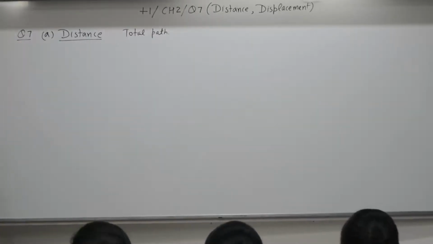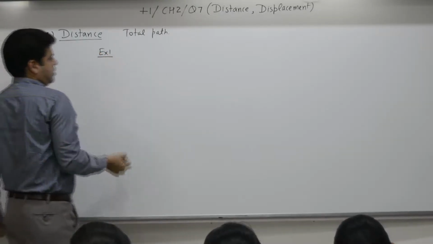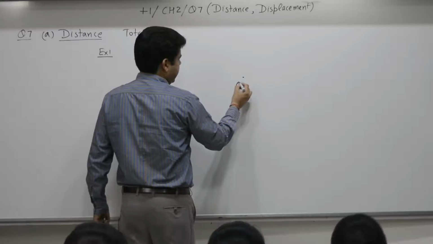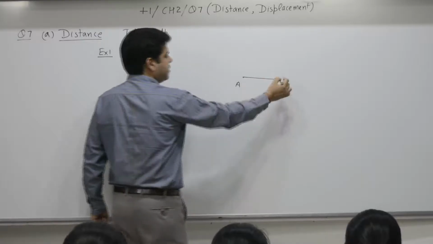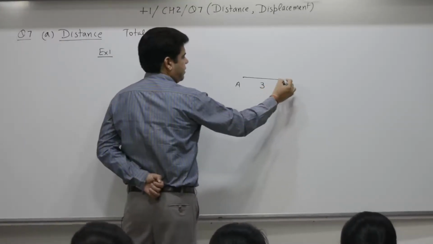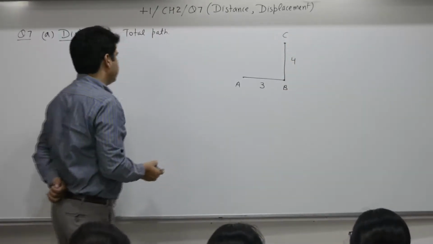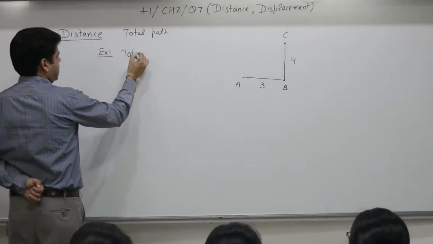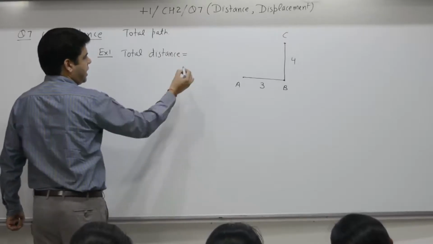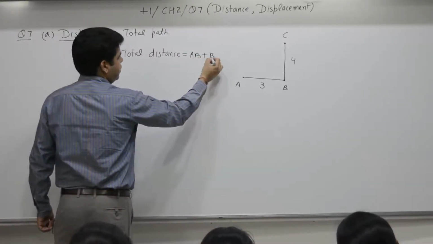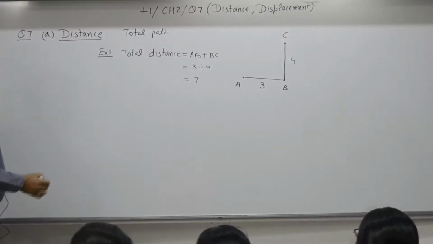Two examples. Example number 1, you are at A, then move to B. What is the distance covered? 3. Then B to C. What is the distance covered? 4. What is the total distance covered? Total distance covered is equal to magnitude of AB plus magnitude of BC, which is 3 plus 4 equal to 7. One example.